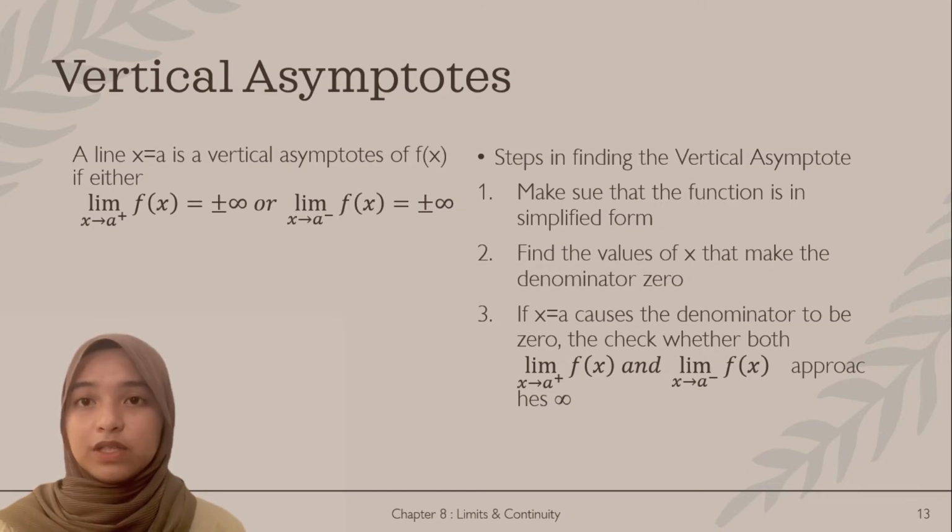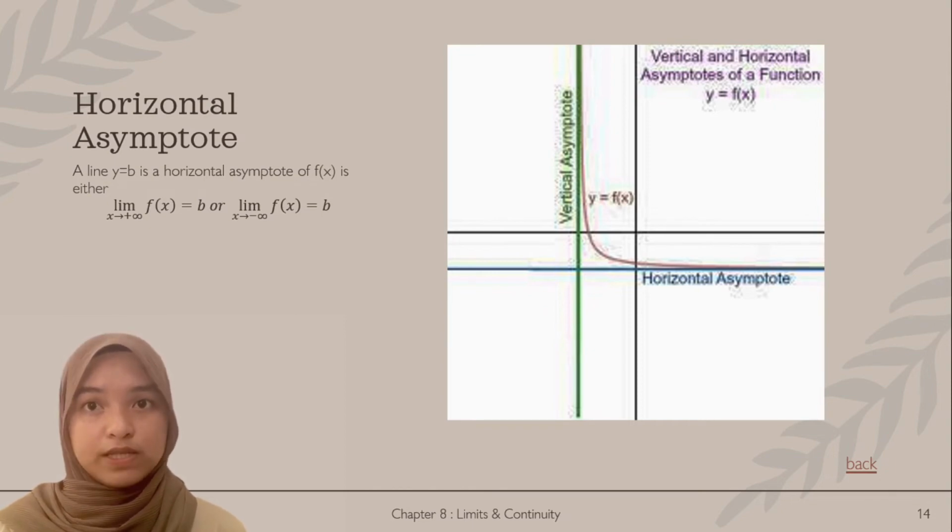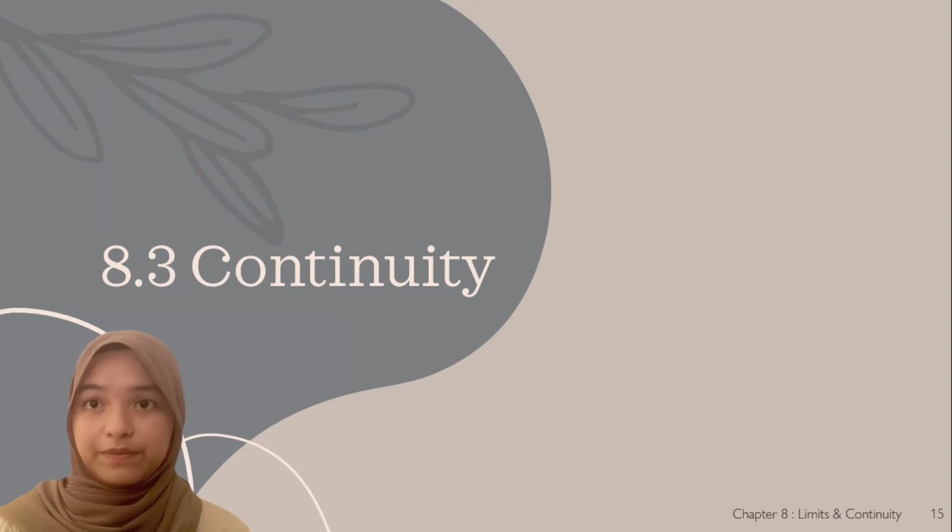If x equal to a causes the denominator to be 0, then next check whether both the limit as x approaches a from the positive side of f(x) and the limit as x approaches a from the negative side of f(x) are approaching infinity. For horizontal asymptotes, the line y equal to b is a horizontal asymptote of f(x) if either the limit as x approaches positive infinity of f(x) is equal to b, or the limit as x approaches negative infinity equals b.